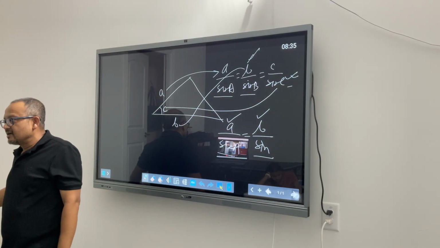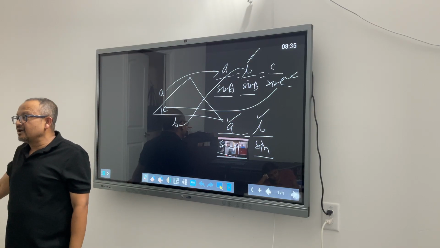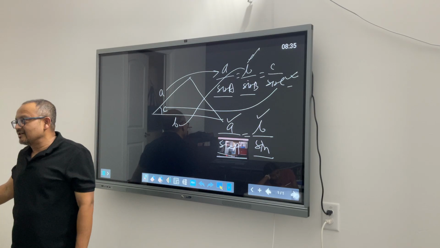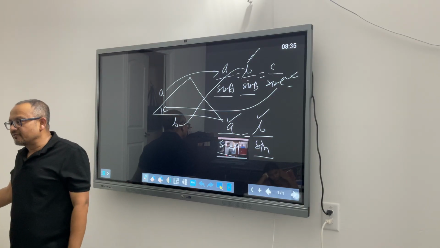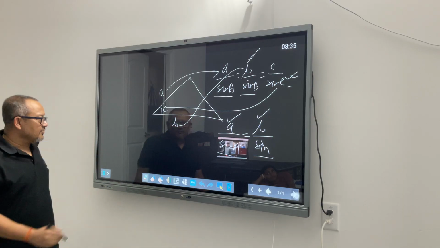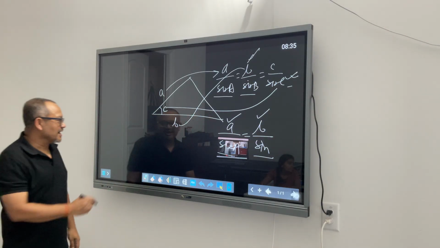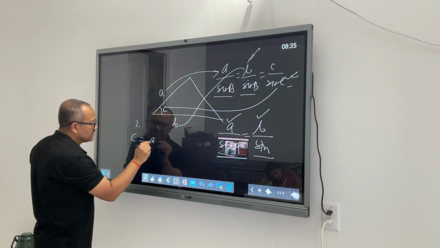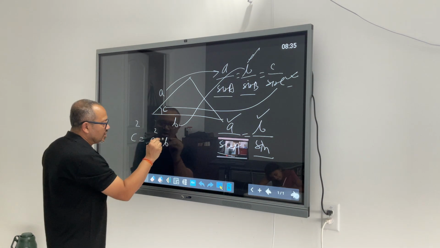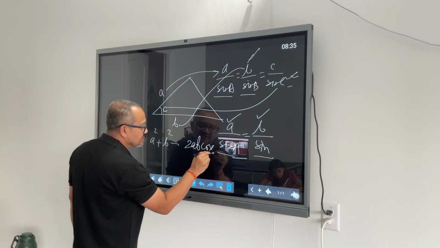Praneet, Datta, Vishal, this is where the second law comes into the picture. That is called the law of cosine. And the law of cosine says C squared equals A squared plus B squared minus 2AB cos C.